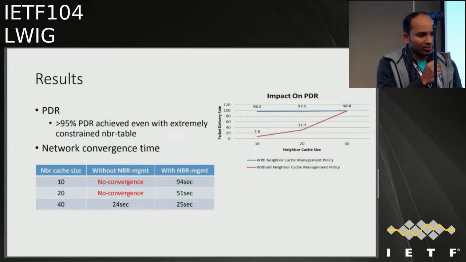We can see that when the neighbor table size increases to 40, with and without neighbor management, the performance remains almost the same.